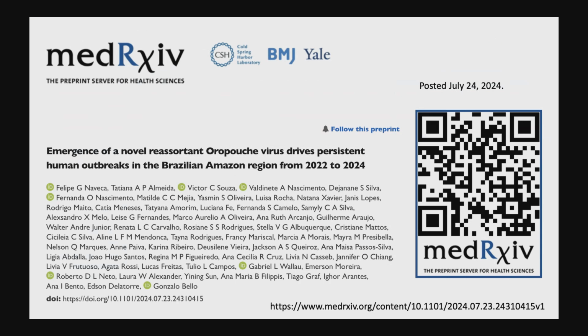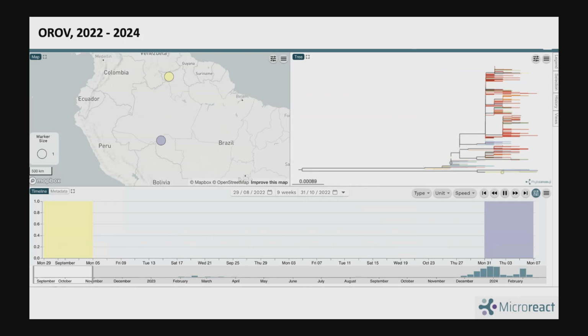So if you want to see more details, please go to this preprint. And then I will show you, just to highlight what we did using IMAP. We were able to sequence genomes from this region in Brazil. In this map, I will show you the municipalities where the samples were collected and sequenced.